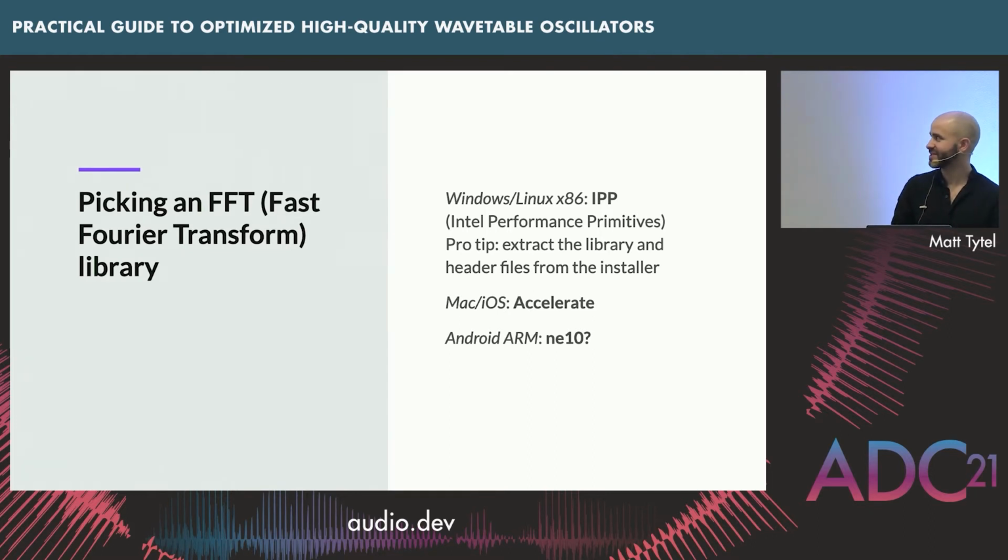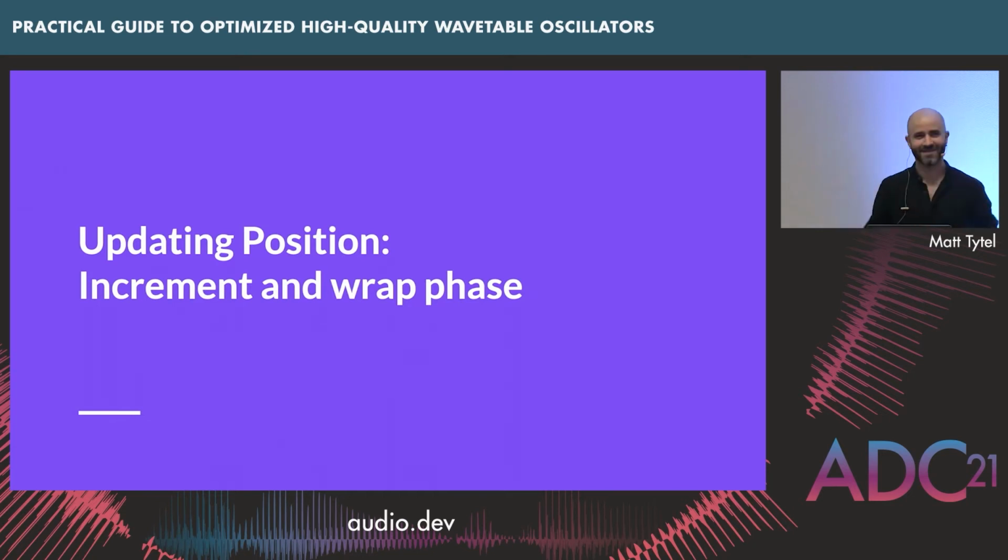Another thing to note is you have to pick a Fourier transform library. I'm just going to put up what I chose to make it easy on you, because you might want to try a bunch. You might want to try KISS FFT or FFTW or whatever. I find that IPP is fastest for Windows and Linux on x86 systems, and then Accelerate actually has a really great FFT library. So those are the two I use. On Android, I think people use NE10. I'm not sure if anyone's an Android developer here. It's not very common for audio, but NE10 I think is pretty good from what I hear. Okay, that's all of the wavetable preprocessing that we're going to do.